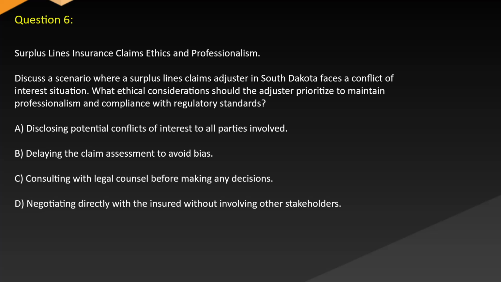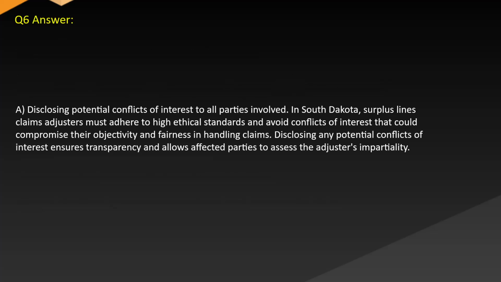A. Disclosing potential conflicts of interest to all parties involved. B. Delaying the claim assessment to avoid bias. C. Consulting with legal counsel before making any decisions. D. Negotiating directly with the insured without involving other stakeholders. Answer is A. Disclosing potential conflicts of interest to all parties involved.